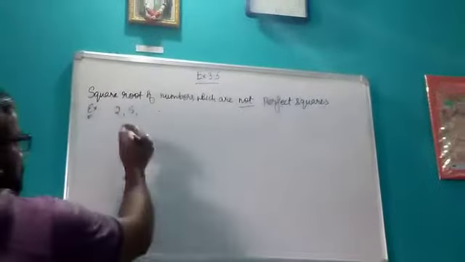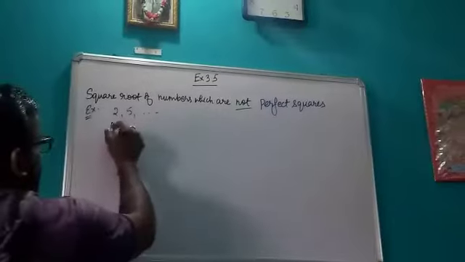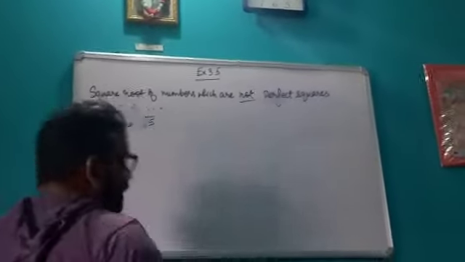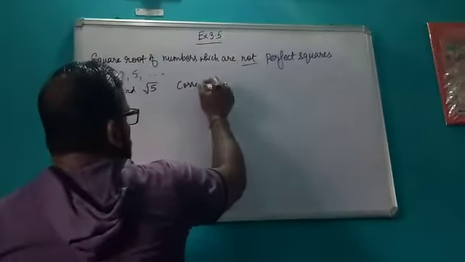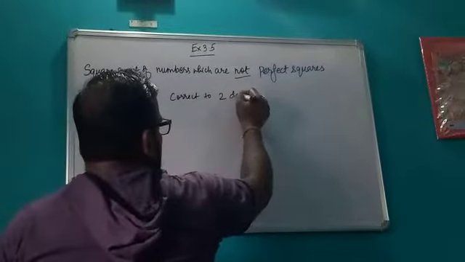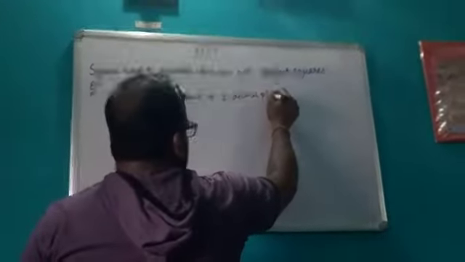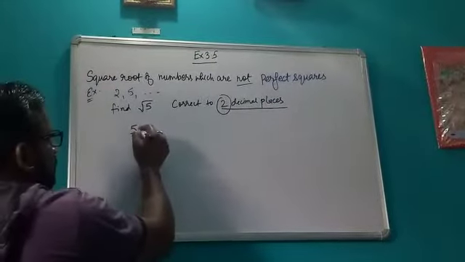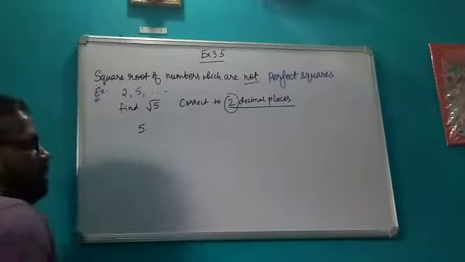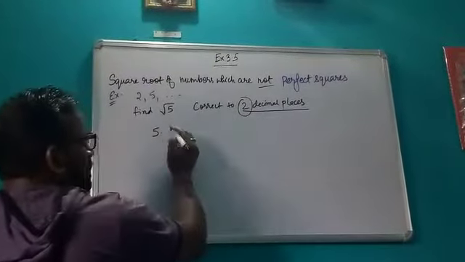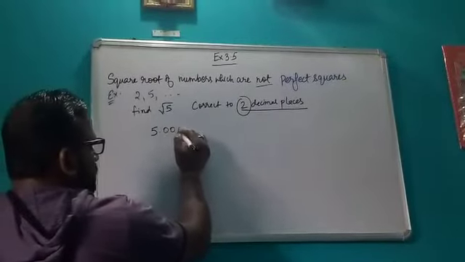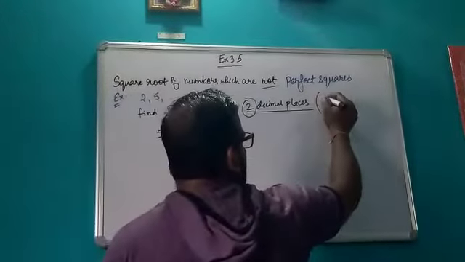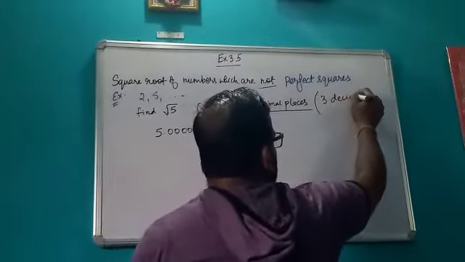Suppose we have to find the square root of 5. Okay, so we have to find square root of 5 now. And what is asked, we have to find it correct to two decimal places. Okay, so how to start these questions? See, first you will write 5, then you will write a decimal, then what is asked, two decimal places, so you will write 6 zeros. Okay, we will find the square root till 3 decimal places.